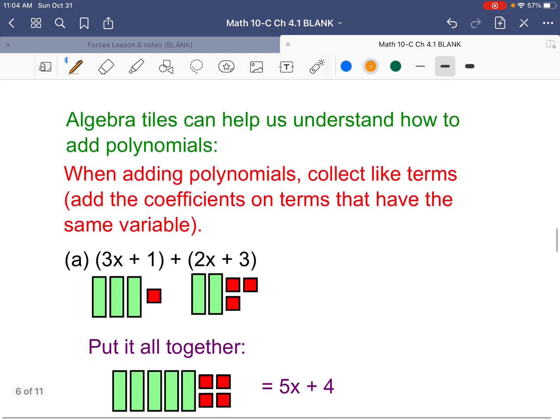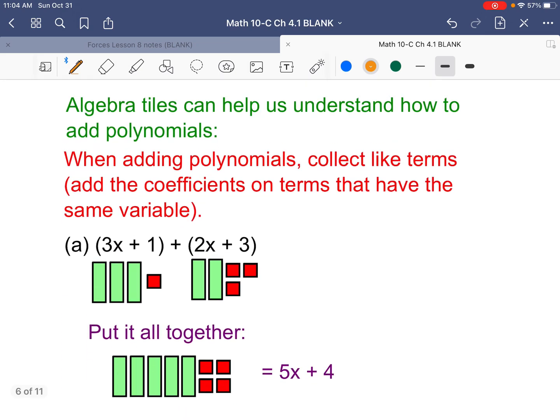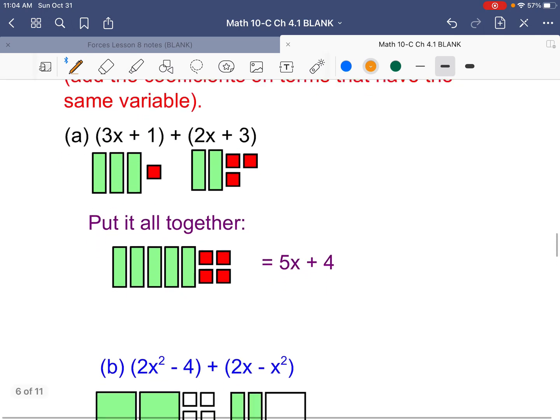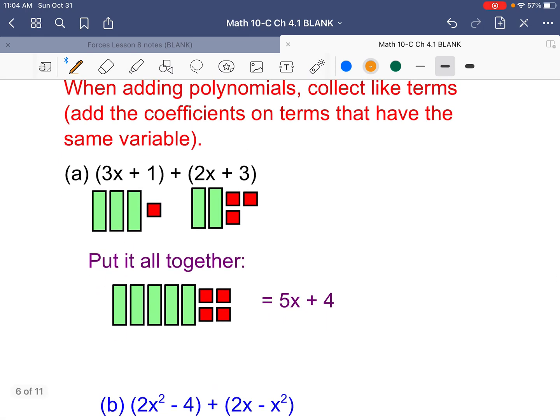Okay? Now, algebra tiles can help us understand how to add polynomials. So, when adding polynomials, we collect like terms, adding the coefficients of terms that have the same variable. So, 3x plus 1 plus 2x plus 3. Now, if you're watching this at home, you probably don't have tiles, which sucks. If we're in school, we're playing with the tiles now. We put them all together. We have x, x, x, x, x. So we have 5x, and 1, 1, 1, 1, 4. Okay?